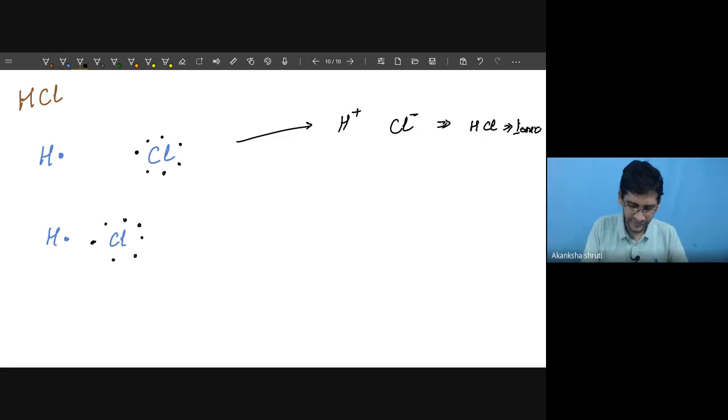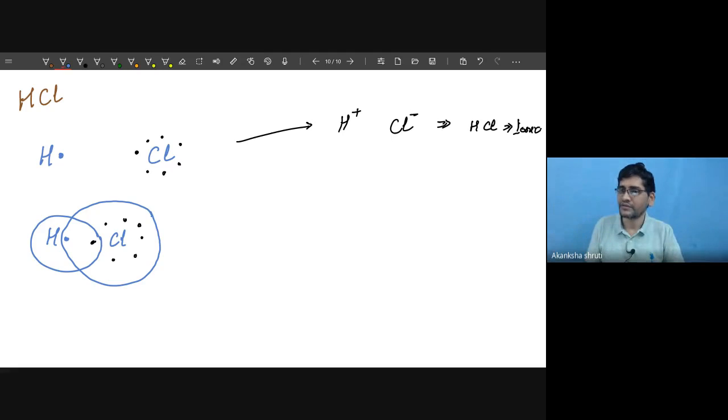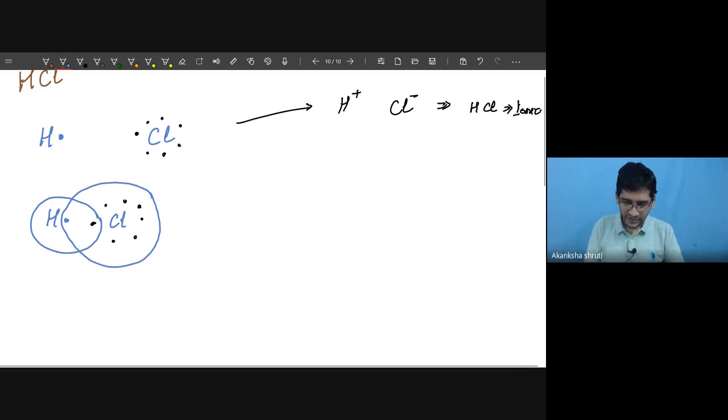Draw one more. So hydrogen will extend it, because for hydrogen stability it needs only 2 electrons, because it contains the K shell. And for the chlorine, now the available electrons are 8. So this way a bond, or covalent bond, is formed between these. So this way this H and this Cl is formed.